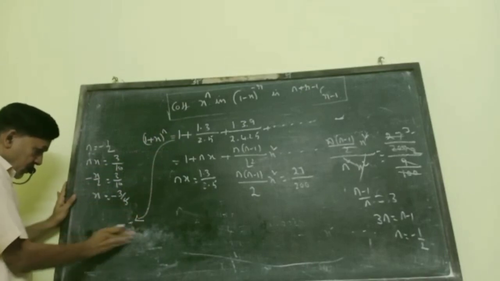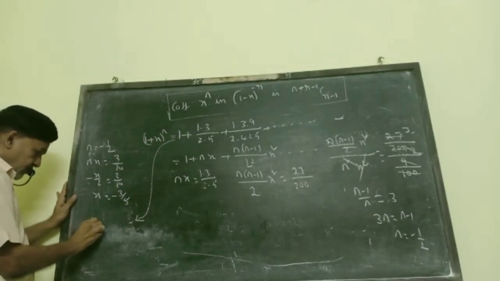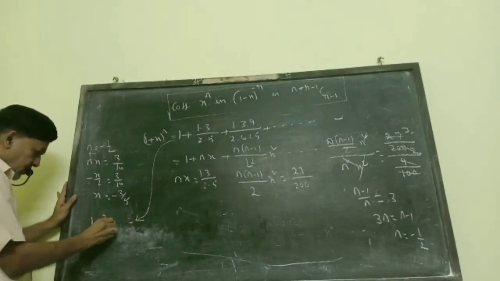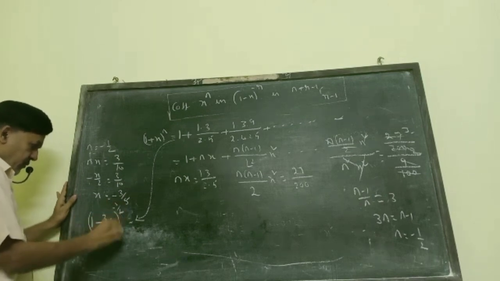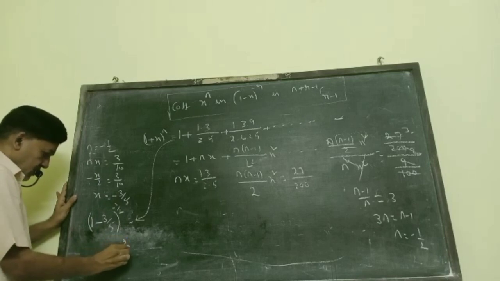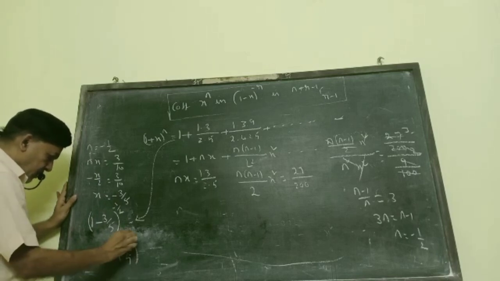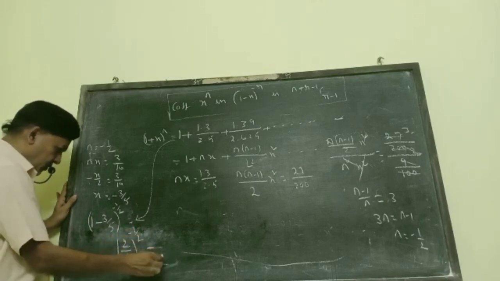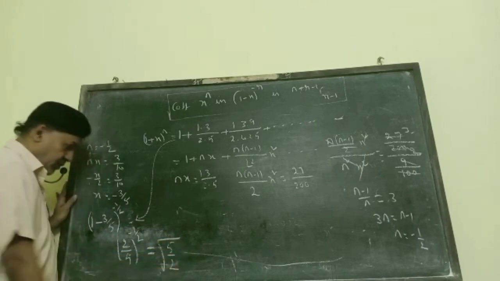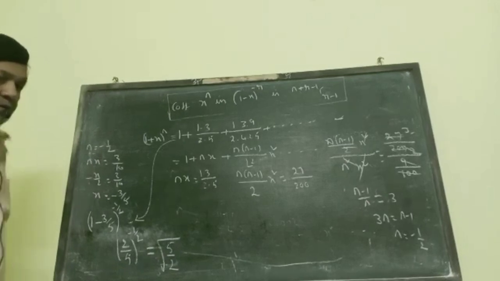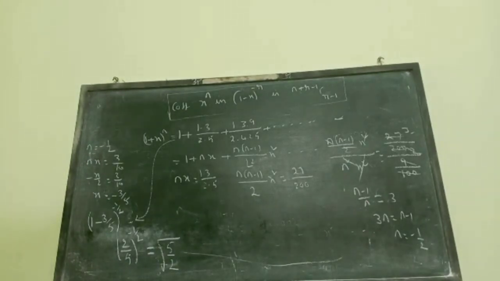Therefore, this is equivalent to how much? (1 minus 3 by 5) all to the power of minus 1 by 2. This is (2 by 5) whole power minus 1 by 2. This is square root of how much? 5 by 2. So you can think like this and do this type of problems. Okay, understood?